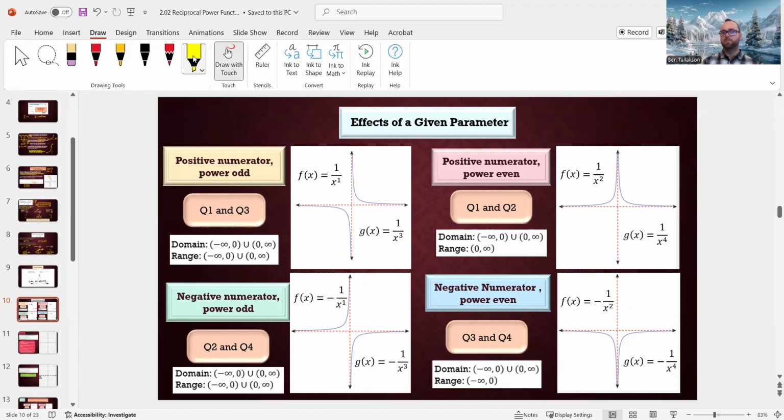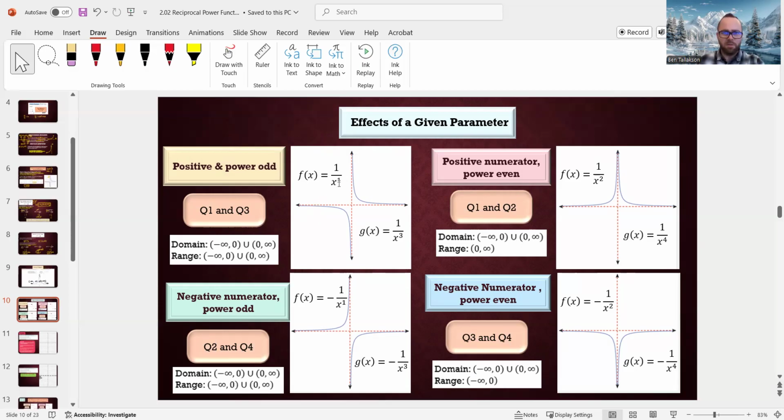Okay? So if this is a positive, I'm not even going to say numerator, positive, and the power is odd, then you're going to have part of your graph line in quadrant 1, another part in quadrant 3. This will be your domain, this will be your range. Okay?